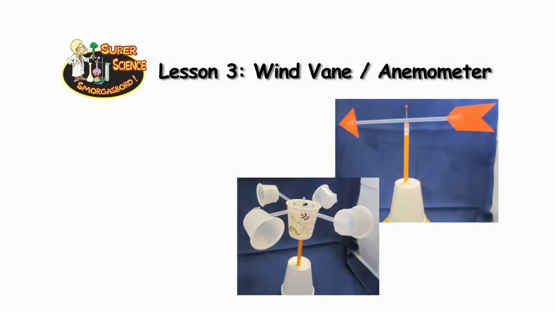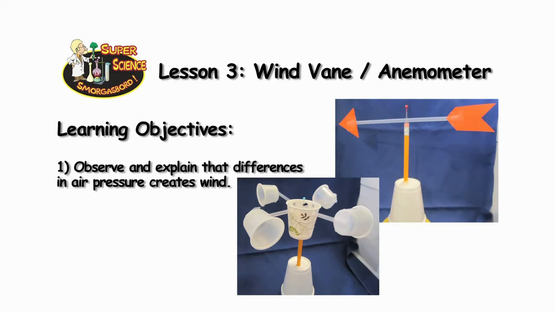This is Super Science Smorgasbord Lesson 3, Weather, and this is the wind vane and anemometer take-home activity. Our activity learning objectives are that students will be able to observe and explain that differences in air pressure create wind that blows in a specific direction at a specific speed.